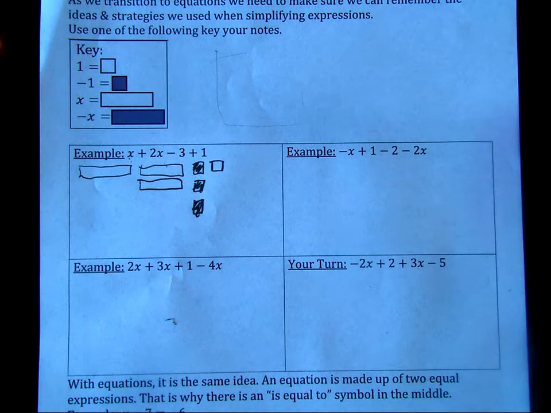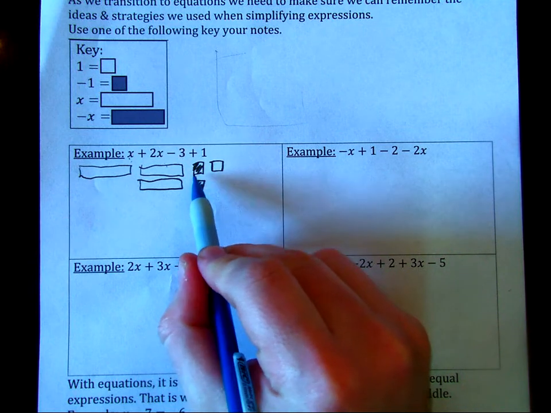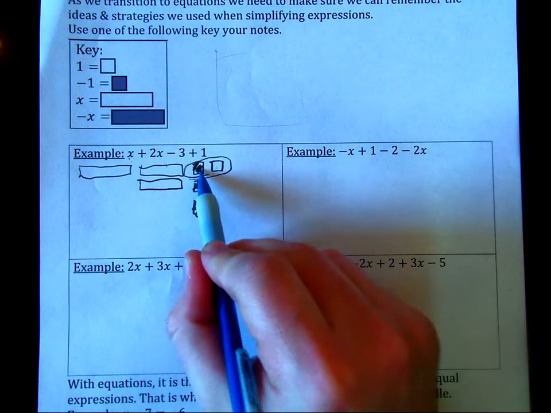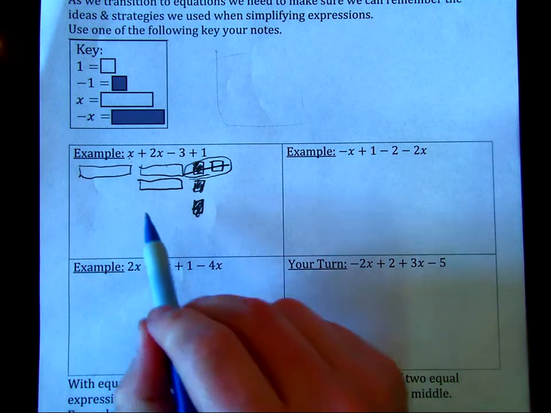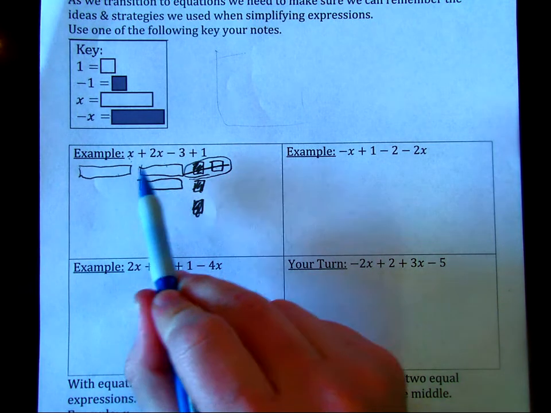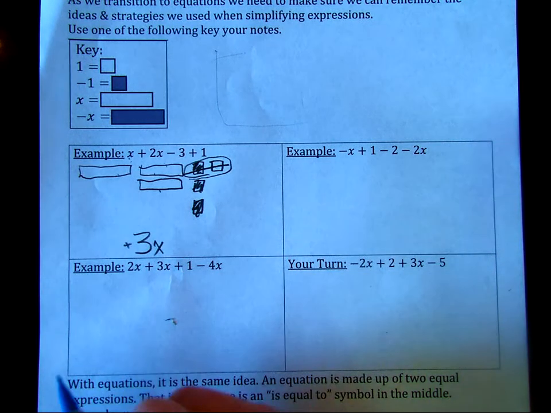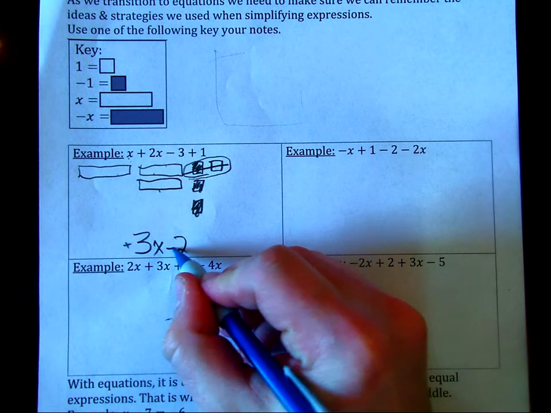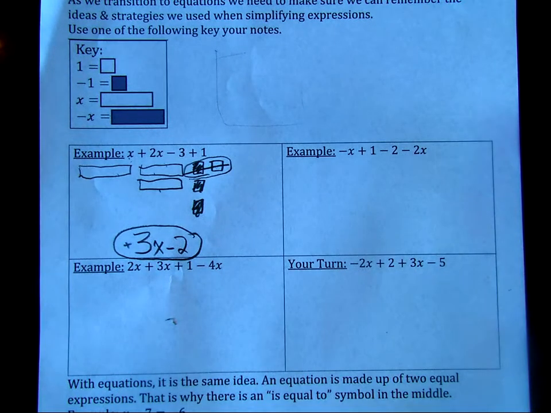Once you have the model written, I go to simplify by making 0 pairs. So I'm going to group these together because one positive and one negative cancel out. So you can see, okay, what do we have left? Well, I have 3 positive X's, and then I have 2 negatives. That is your simplified expression, and it is that easy.